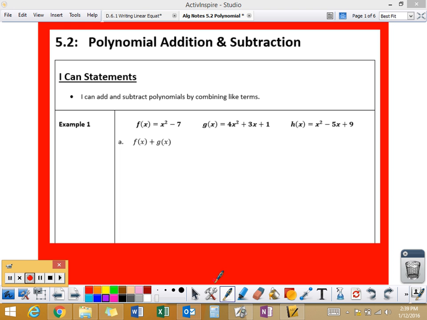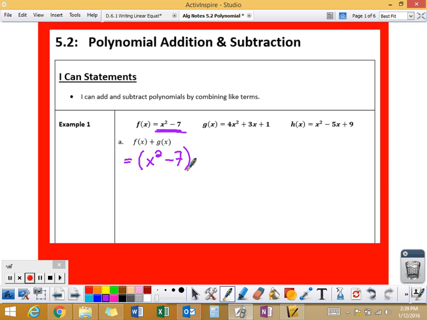We are told to add f of x and g of x. So the first thing I'm going to do on a problem like this is I'm going to replace f of x with what f of x equals. And f of x equals x squared minus 7. So instead of f of x, right below there, I'm going to replace it with x squared minus 7. Okay, and I'm going to put it in parentheses. The parentheses are really important when we get to subtracting. So we're going to put them every time, though, to be careful.